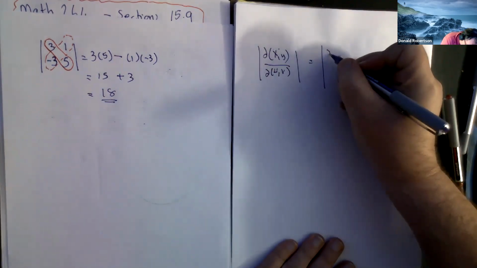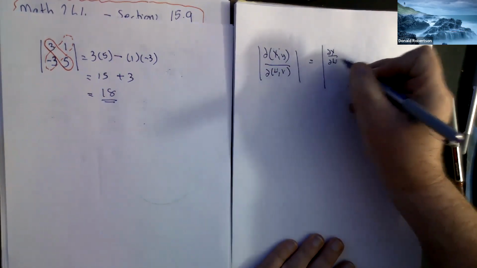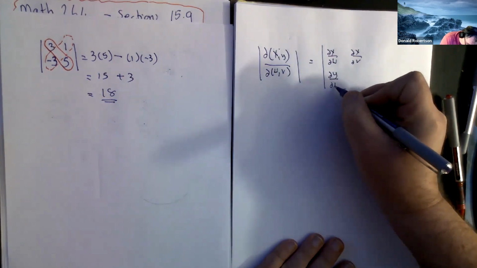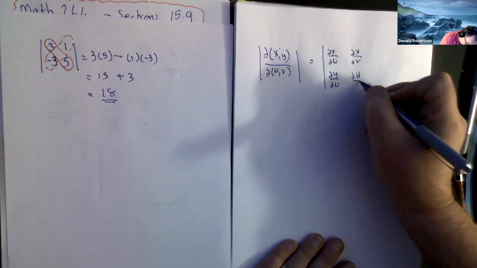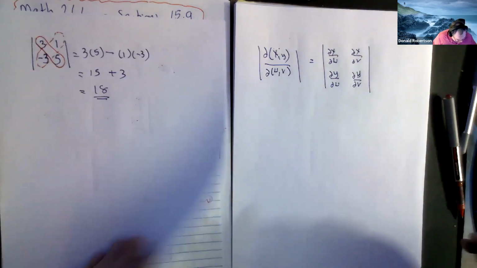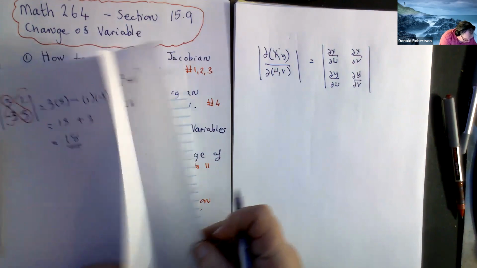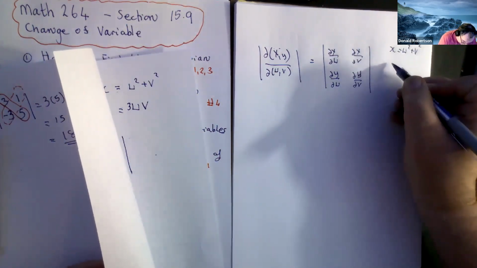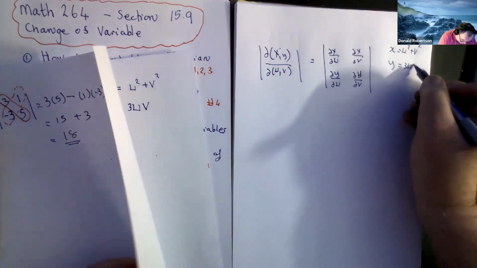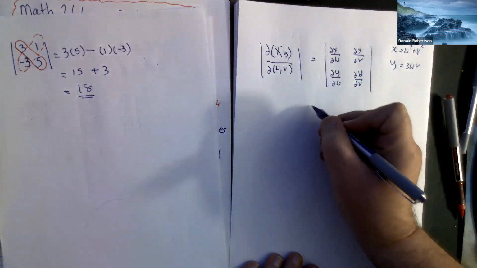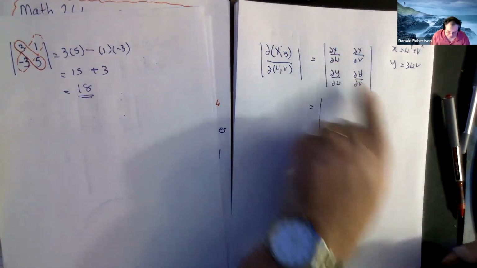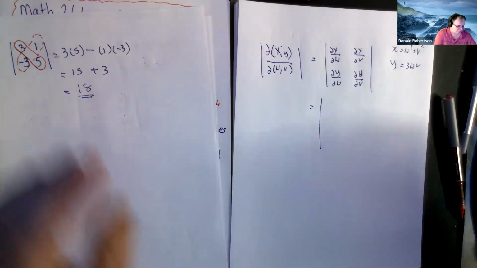It's a different question. dx by du, dx by dv, dy by du, dy by dv. Now I've called it its right name. And in that question, x is going to be u squared plus v squared, and y is going to be 3uv. Okay, now we're good to go. Partial derivative of x with respect to u. Fix this, it seems a little bit out for some reason.